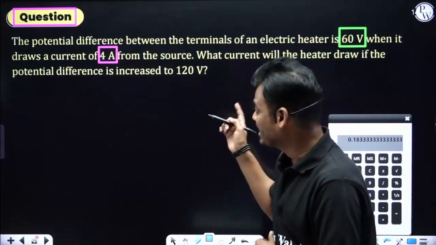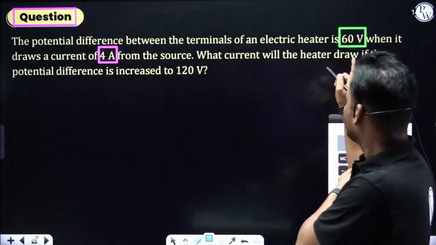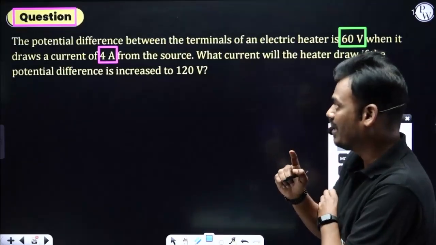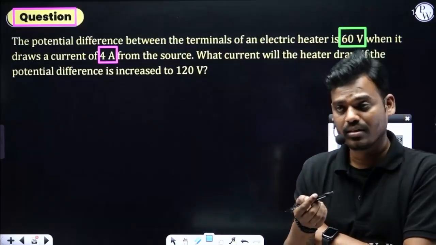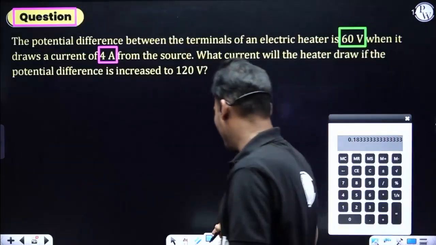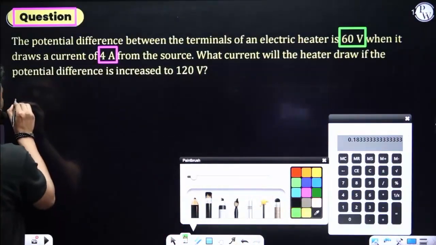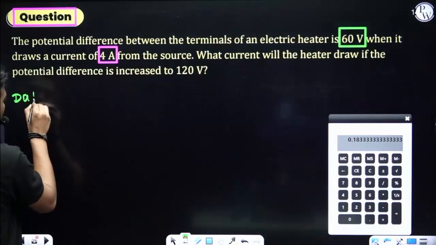The current also increases. According to the condition, 60 volt gives 4 ampere, so 120 volt means the potential difference is doubled, and the current should also be doubled. By calculation we have to prove it. The resistance of the conductor they have not given, so first find out the resistance. First, we have to write the data.